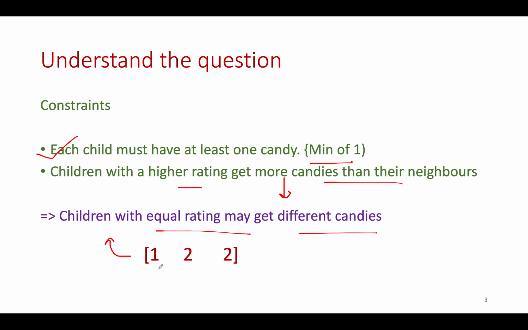So the answer for this is 1, 2 and 1. In total you need 4 candies to distribute among all the children, and you'll do it with this configuration. Here you will see that for the first index and the second index, the ratings are the same for these two children. However, they are getting different candies. So how will we go about this?